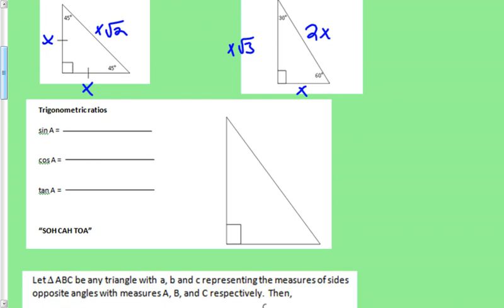There's also the classic sine, cosine, and tangent ratios, or SOHCAHTOA. So sine, the SOH, would be opposite over hypotenuse. Cosine, or the CAH in SOHCAHTOA, would be adjacent side over hypotenuse. And then tangent would be the TOA, or opposite over adjacent.